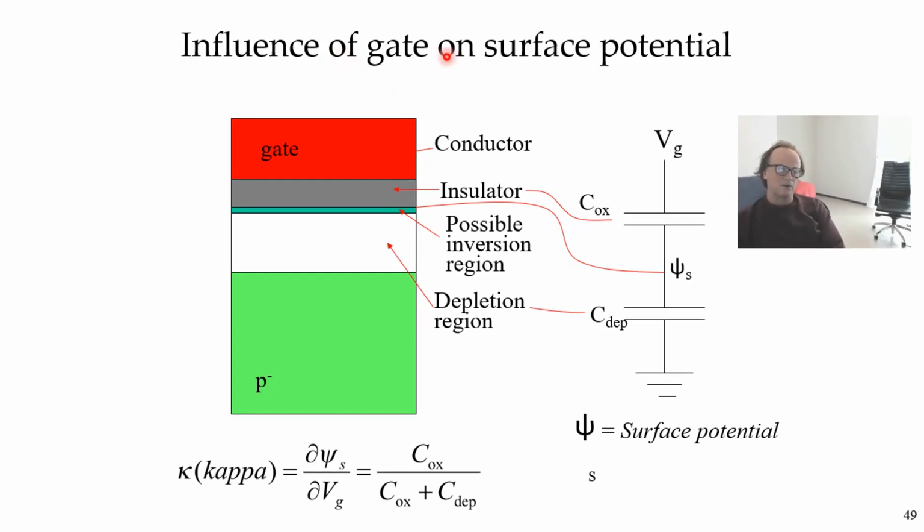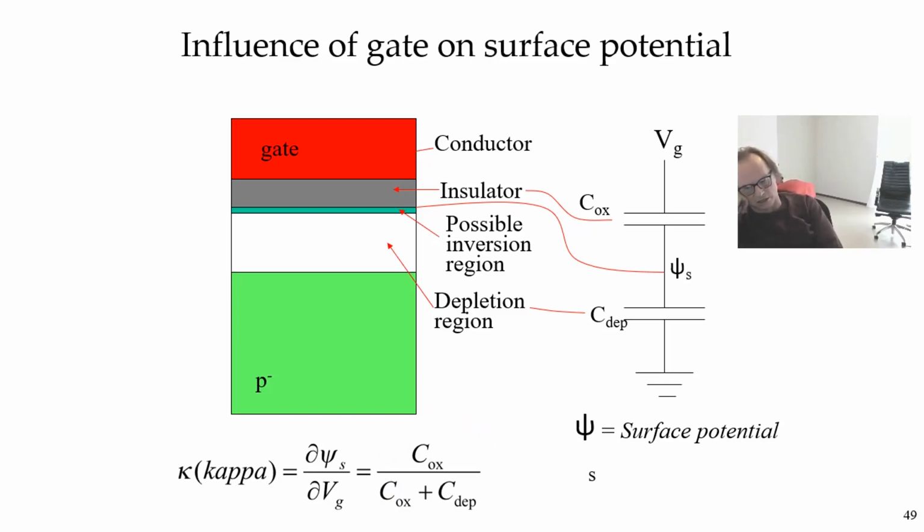So now let's talk about the influence of the gate on the surface potential. We have the gate voltage, we have our insulator capacitor, which is Cox, we have a possible inversion region, which we're not considering now, and we have a depletion region, and Psi-S is exactly the voltage at the surface between these two capacitors. Then we have a depletion capacitor called C-dep. The definition of this thing called kappa, which you're going to hear a lot, is the rate of change of the surface potential with gate voltage. I'm now going to show you that that's equal to Cox divided by the sum of Cox plus C-dep. This is the famous capacitor divider equation.